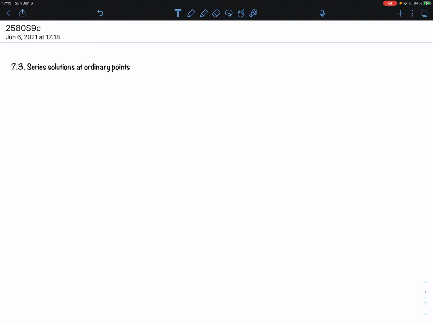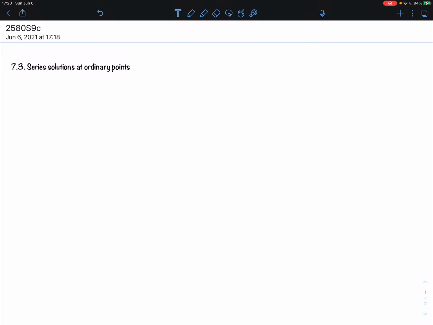Let's continue with these power series solutions at ordinary points. The difference in 7.2 and 7.3 is that the recurrence relations and the calculations will get a little bit more messier in this part. But it allows us to deal with more general situations.